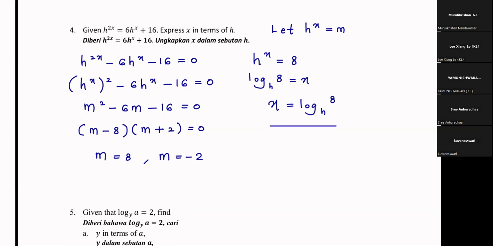So mungkin ada banyak tanya, sir, why you never use this? Because I told you, right, if you use this -2, when you switch, it's going to be negative inside the log. So inside the log, if negative means it's math error, right? Faham tak? So I show you here.